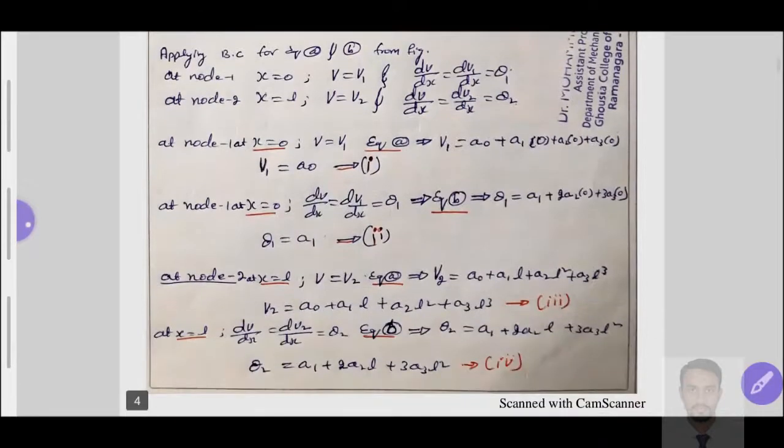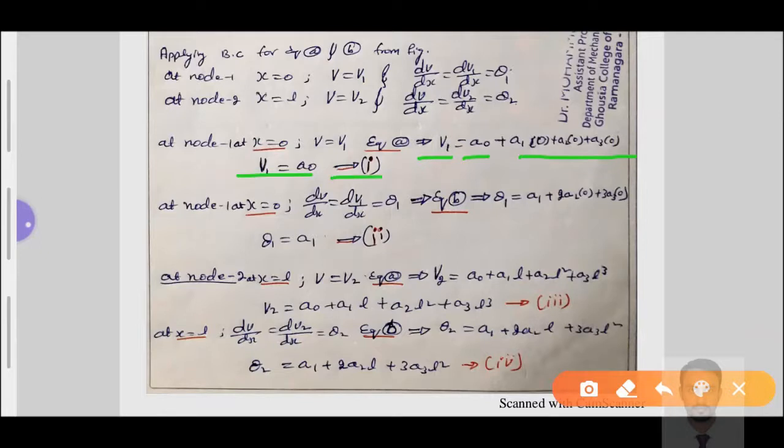Similarly, we have the equation v1 equals a0, since all the other values become 0. Call it equation number 1. Then, at x equals 0, take the second condition: dv by dx, that is dv1 divided by dx, equals theta 1 at node number 1. This is the second boundary condition at node number 1. There are 2 degrees of freedom at each node. The first degree of freedom depends upon v1, and the second depends upon the moment theta.